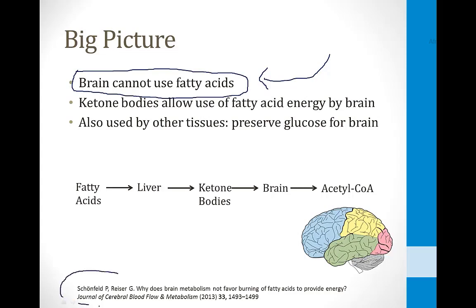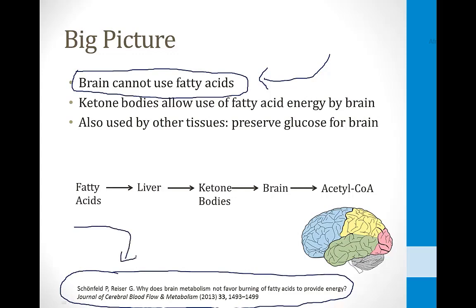I've shown a nice review article on the bottom of the screen here if you want to learn more about the reasons that are hypothesized to explain why the brain doesn't use fatty acids. But for whatever reason, the brain cannot use fatty acids during times of fasting or starvation. So ketone bodies allow use of fatty acid energy by the brain. In other words, fatty acids are converted to ketone bodies in the liver, and then those ketone bodies go to the brain, which can use them as acetyl-CoA.